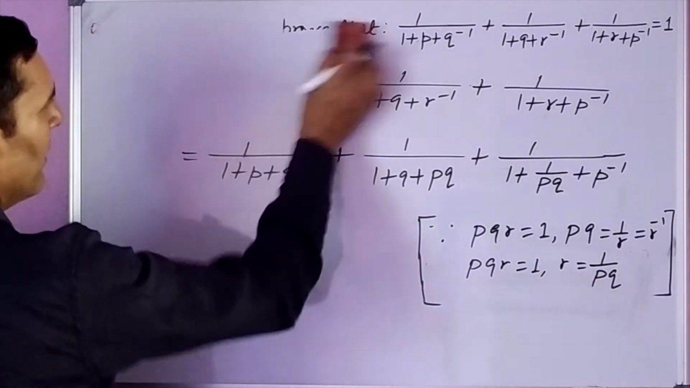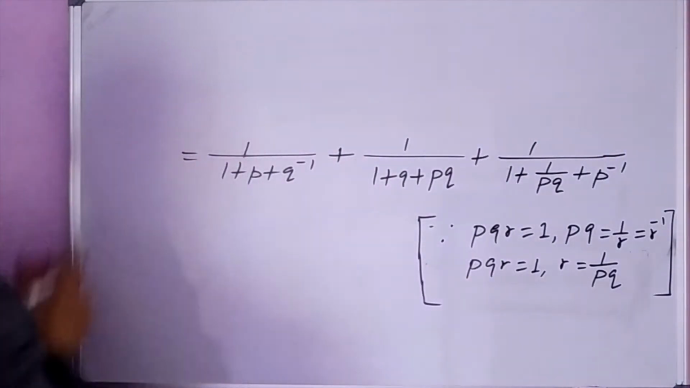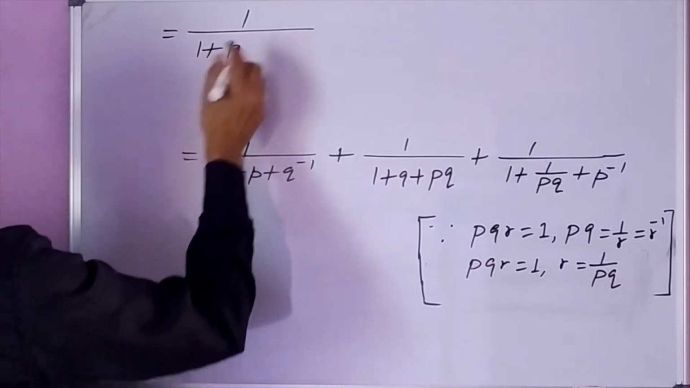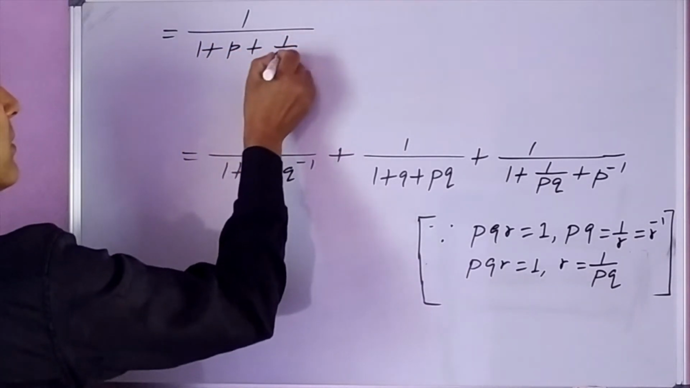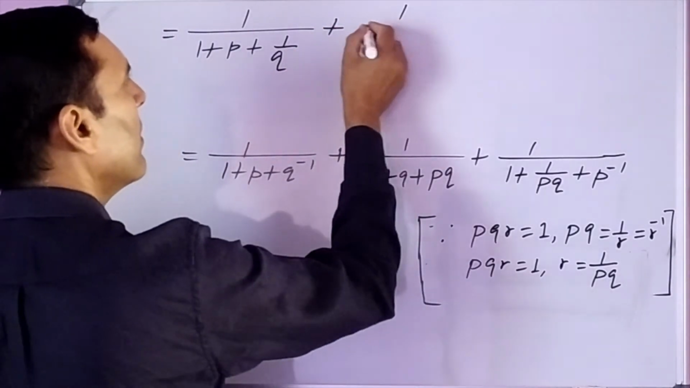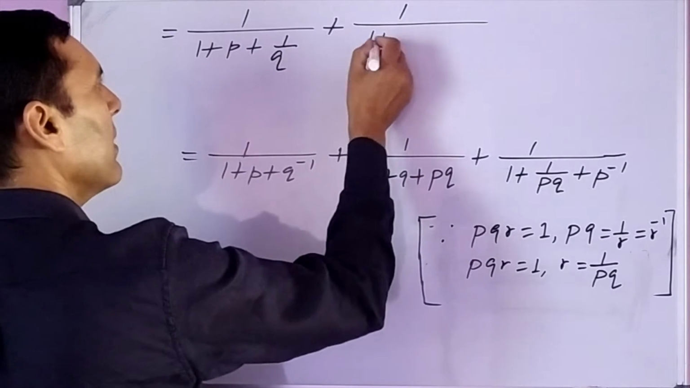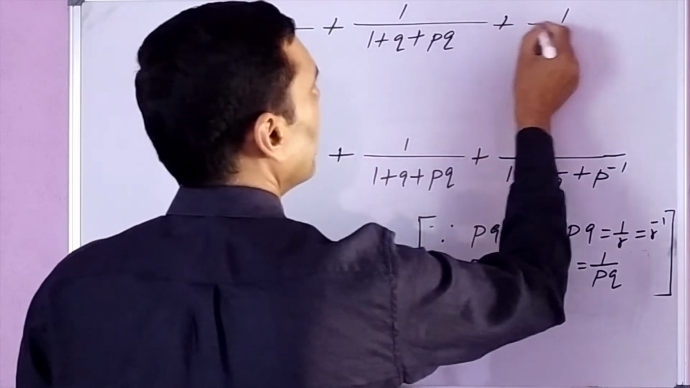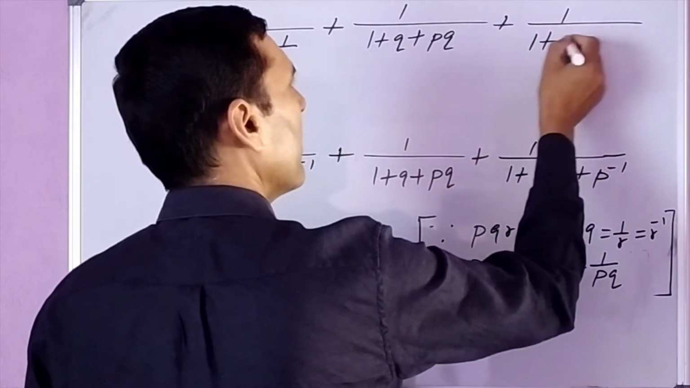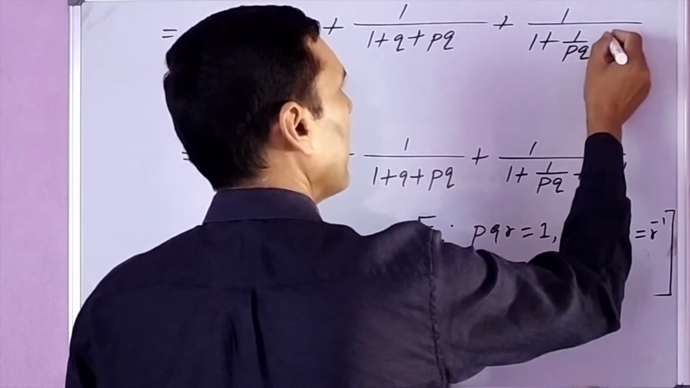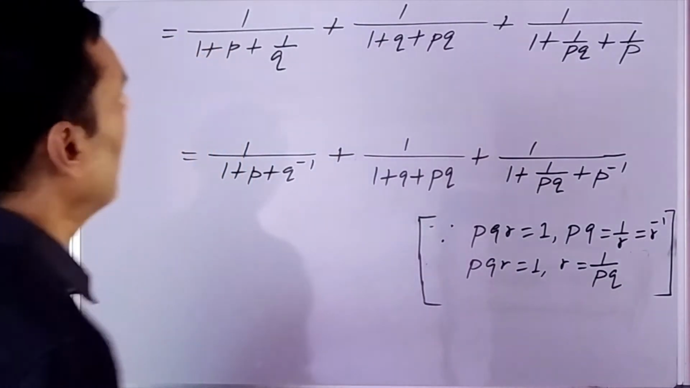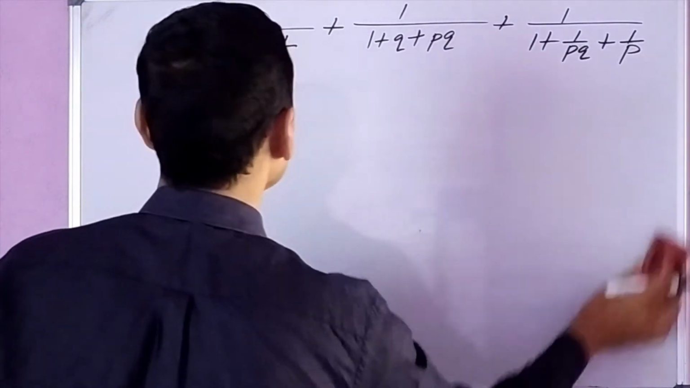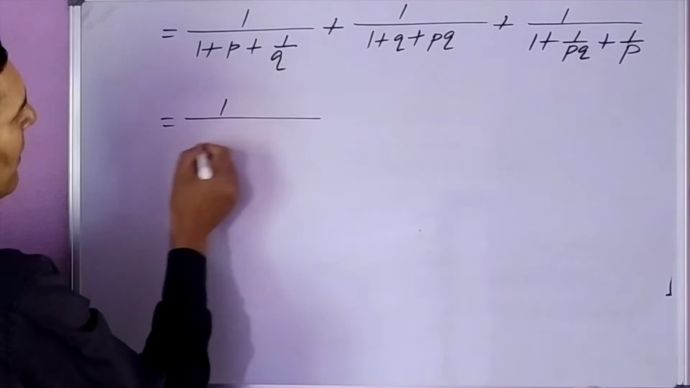I'm writing here on the top. So 1 plus P, this Q to the power minus 1 is 1 upon Q, plus, we don't have to do anything for the second denominator, 1 plus Q plus PQ as it is, and third denominator 1 plus 1 upon PQ, P to the power minus 1 is 1 upon P. In the first and third denominators, we take the LCM now. So what is the LCM here?